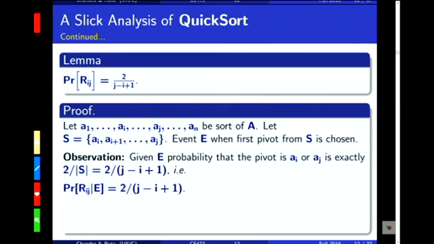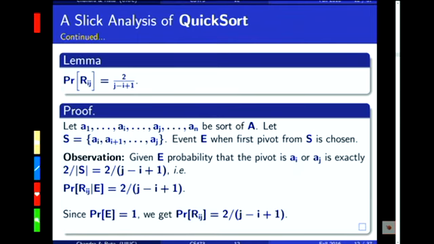Now, if every time you provide me an array which has set S intact, that's when E hasn't happened. And I know that set S has at least 2 elements, AI and AJ. So it's not going to stop. The algorithm is going to recurse on that, right? So the probability of E happening is 1. That's why we get that the probability of Rij is actually 2 divided by J minus I plus 1. Okay, this is the most important point. After this, it's just algebra.